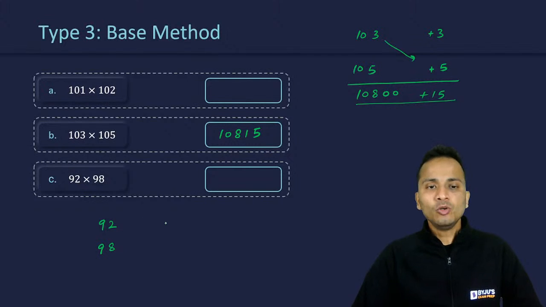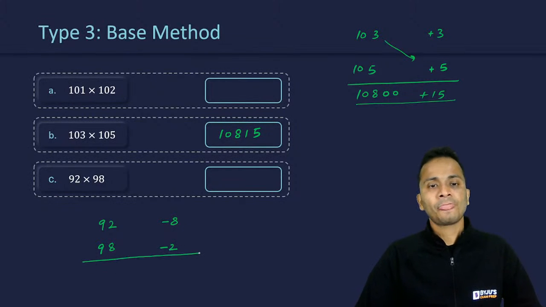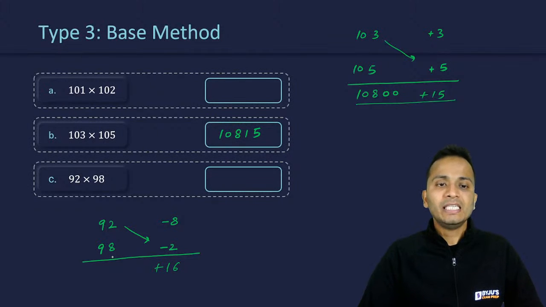Now 92 is minus 8, 8 less than 100. 98 is minus 2. Now if I multiply minus 8 and minus 2, the result will be plus 16. Then solve this thing: 92 minus 2 or 98 minus 8. Any one of these two.